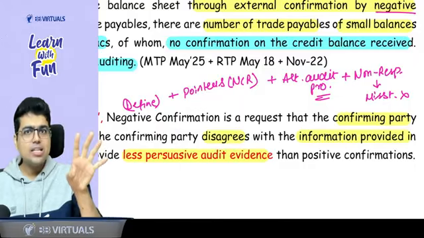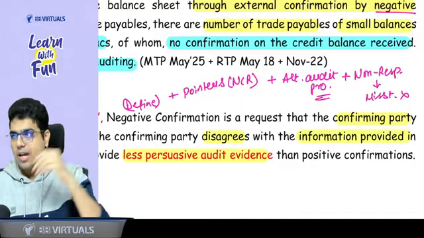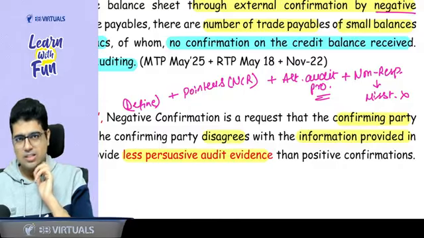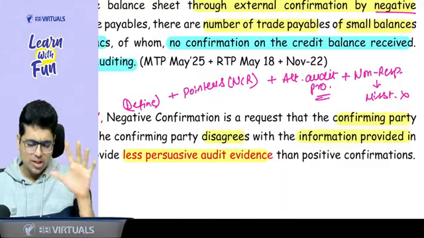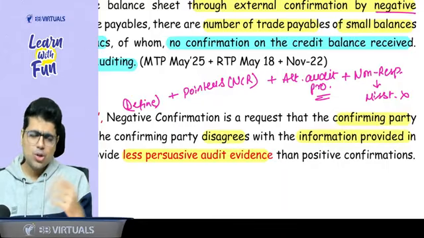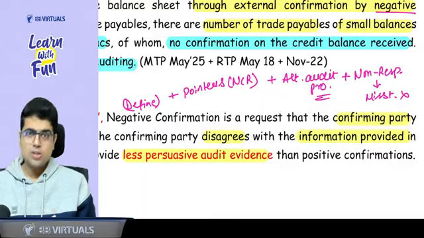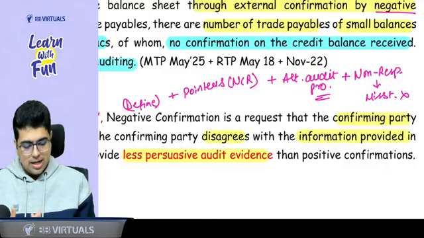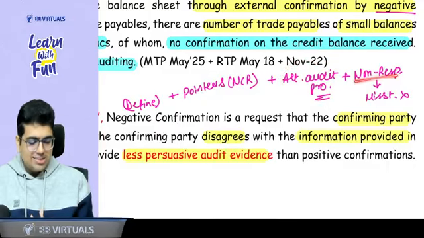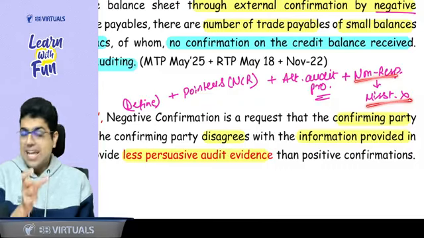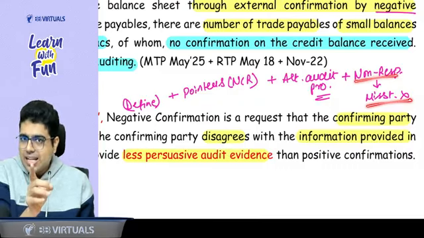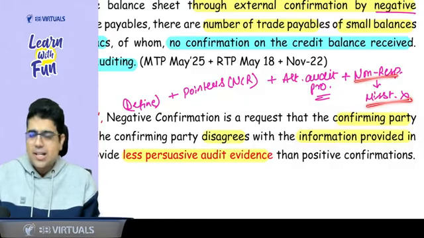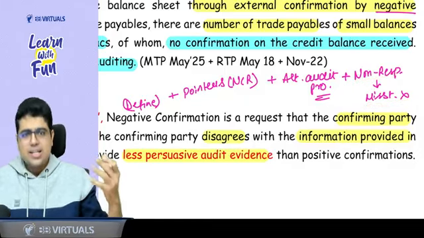Then give the 4 conditions. I don't think you need to write the 4 conditions here that need to be satisfied when you use an NCR, as they are not asking you. And lastly, what you can write is, because you have not received the response, it is better to do alternate procedures. So talk about the alternate procedures. And if you have not got a response, that does not mean there is a misstatement, because in NCR, the third party generally replies when there is a disagreement. So if they have not replied, that does not mean that there is a misstatement.